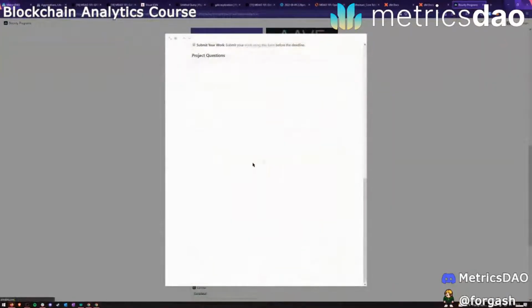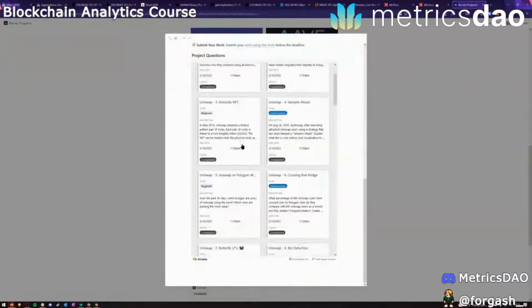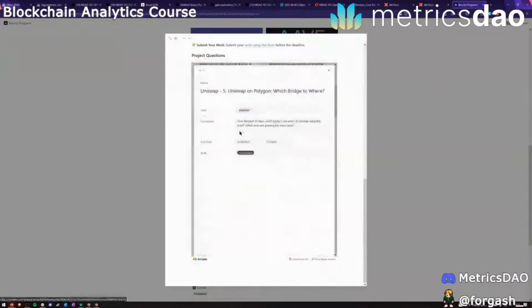Or we go back to Uniswap, right? I know that there's that easy DEX table, Uniswap on Polygon, which bridge to where over the past 30 days, which bridge users. Okay, so I start to think I have to determine what a bridge user is of Uniswap, or which bridges are users of Uniswap using the most. So I've got to think, who is a Uniswap user? And then can I determine if they're using a bridge? Which ones are passing the most value? That's just counting up how much is going from one place to another.